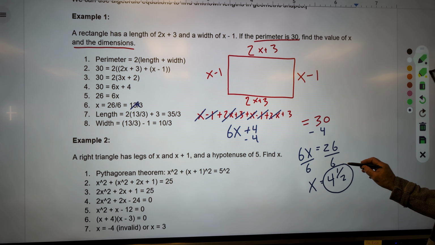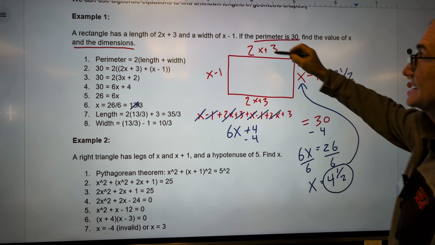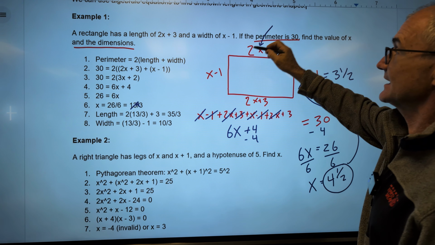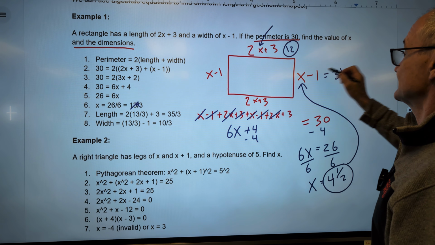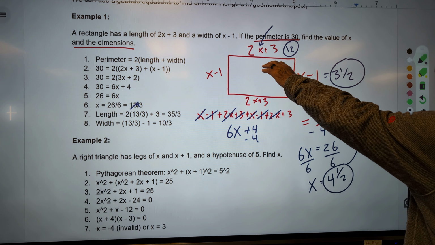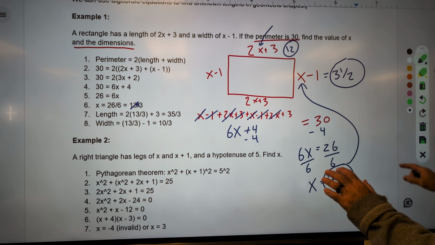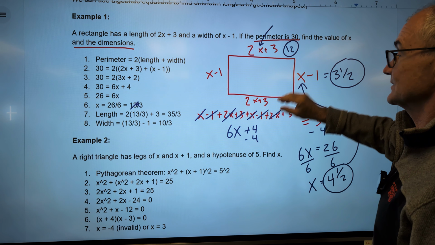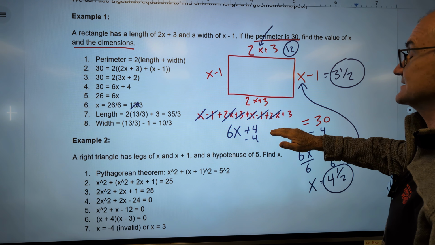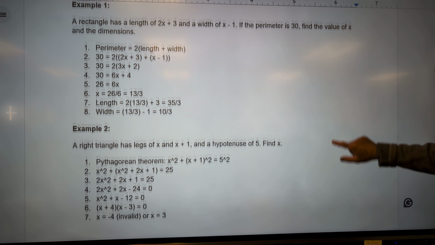I take that value and plug it in there. 4.5 minus 1 is 3.5. Now I also plug it in here. 4.5 times 2 is 9. 9 plus 3 is 12. So my two sides: my length is 12 and my width is 3.5. There's a lot to that problem. First, translating the sentence to a picture, then figuring out what the equation is, solving that equation, taking that solution, and plugging it back in.